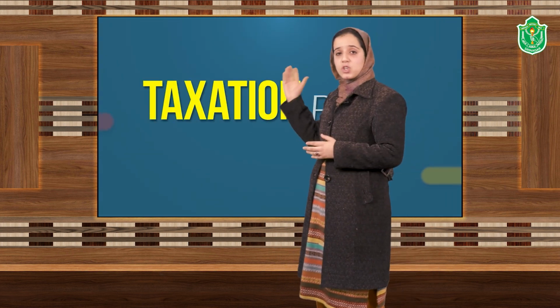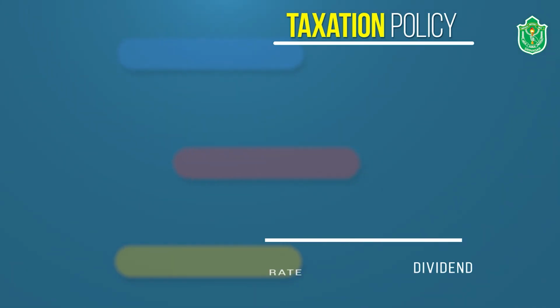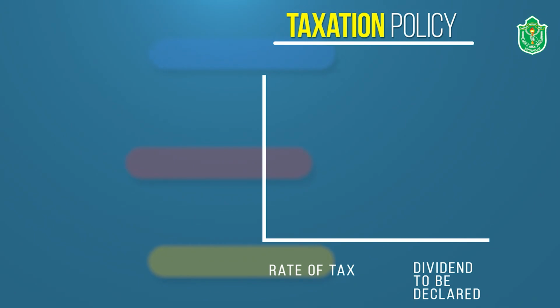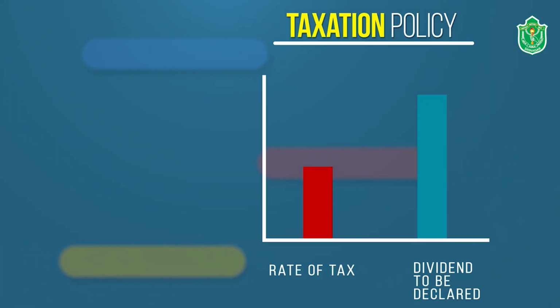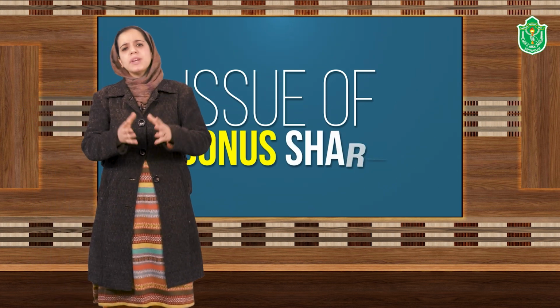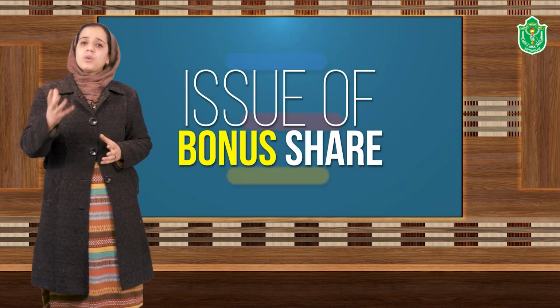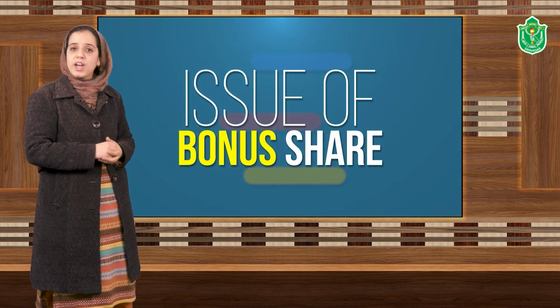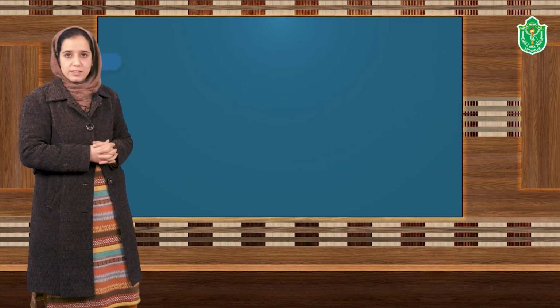The next is taxation policy. A company is required to pay tax on dividends. So when a higher rate of tax is there, then a lesser amount of dividend should be declared. When lower rates of tax are there, then a higher amount should be declared as dividend. Then issue of bonus shares. A company sometimes issues bonus shares in order to increase its capital base. It also signifies growth, and the reputation of the firm is also enhanced.